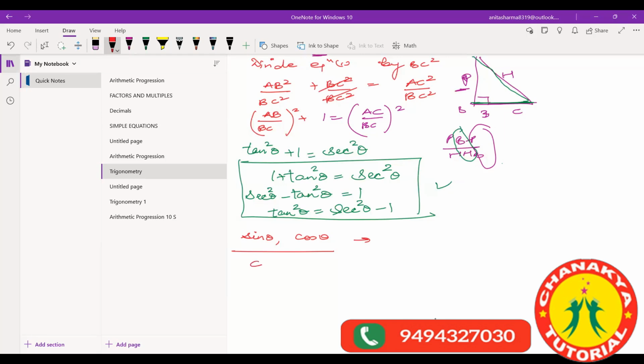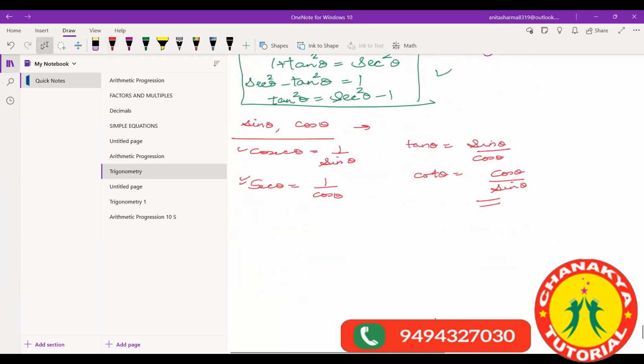Second is, cosecant theta is a reciprocal of sin theta, 1 upon sin theta, right, beta? Sec theta is the reciprocal of cos theta, right? And tan theta you will write sin theta upon cos theta in terms of sin and cos, okay? And cot theta will be cos theta upon sin theta. So these things you keep in your mind, okay?